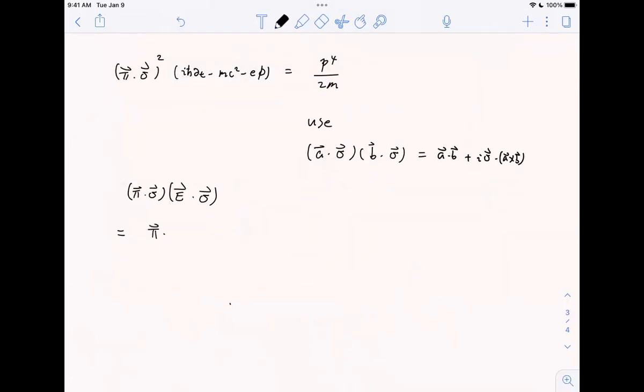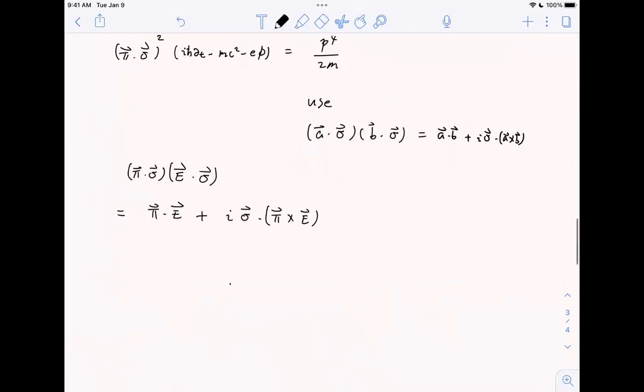pi dot E plus I sigma, then this will be pi cross E. Let's deal with pi cross E. This thing equals epsilon IJK, J, K. This is the curl, so you need to sum over J and K. The Einstein convention is there.